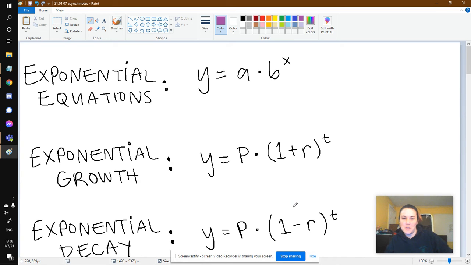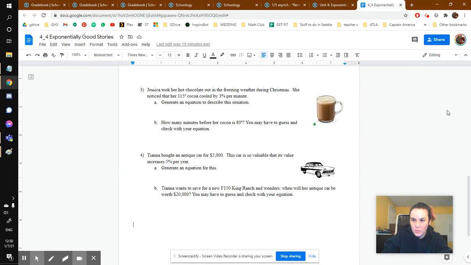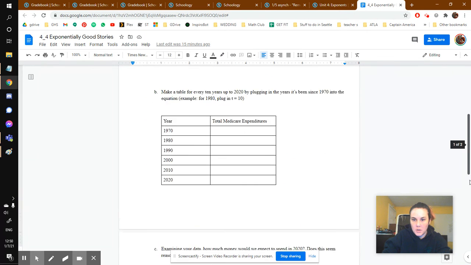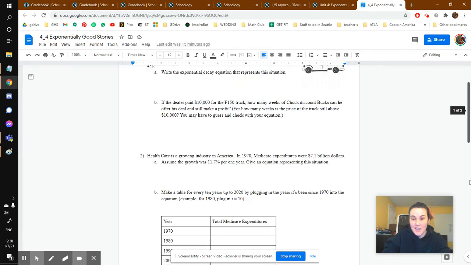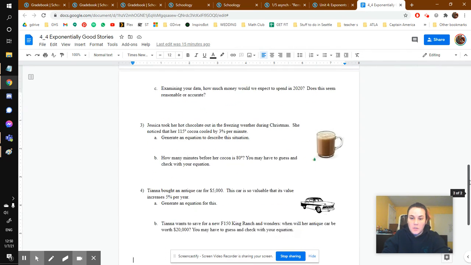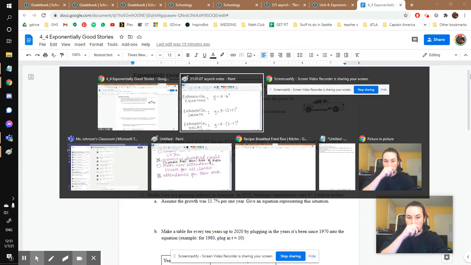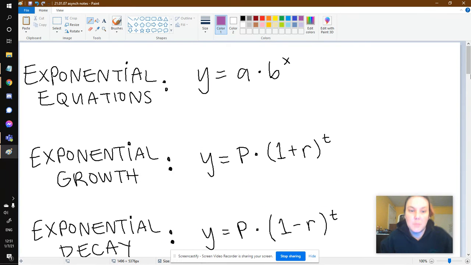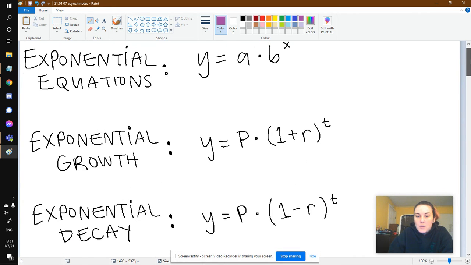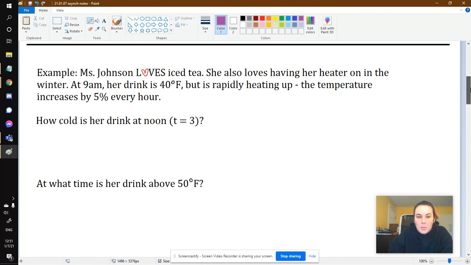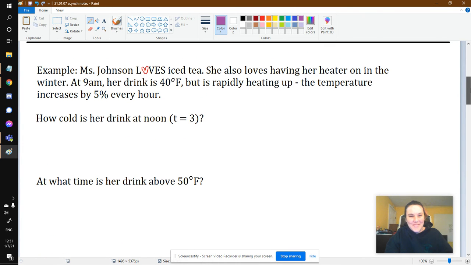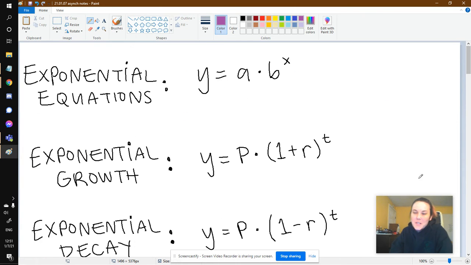Today we're talking about exponential equations. We've got an assignment to do, which is for exponentially either growing or decaying situations. We're going to write equations for them, and then we're going to use those equations to do some stuff. So first, I'm going to re-go over what exponential equations are, the basic one, then the growth and the decay. We're going to come up with ways to write these formulas, and then I'm going to do an example about me liking iced tea. So let's get into it.